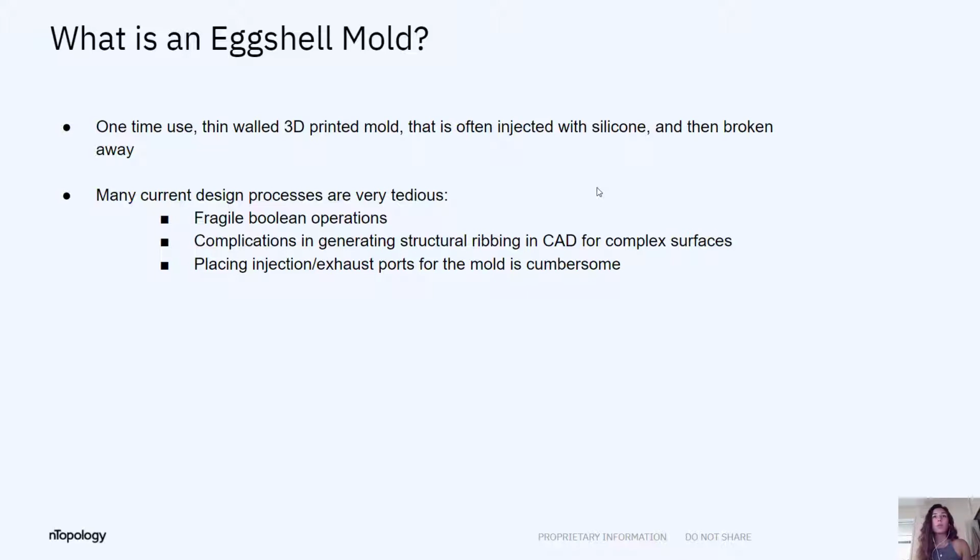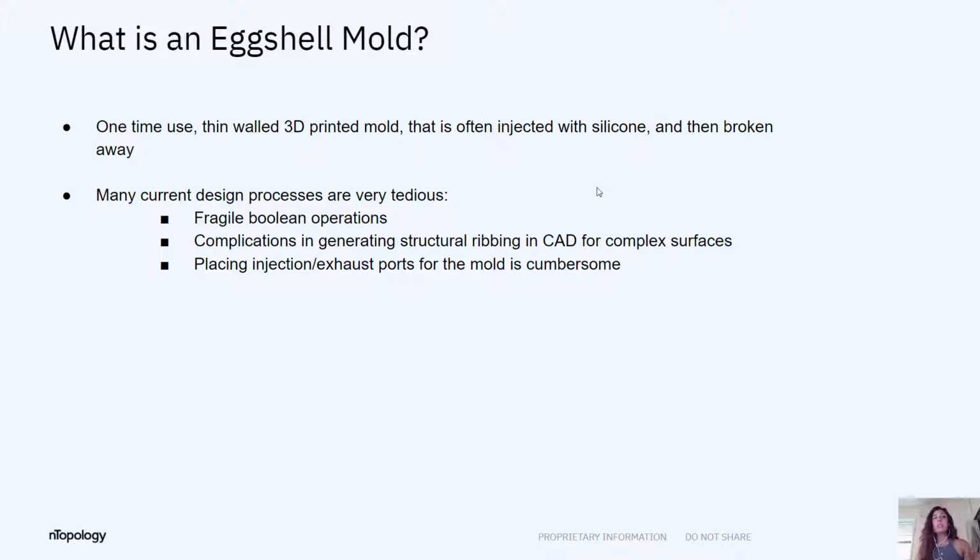And when you start having really complex surfaces, so in this example today, I'm going to be showing shoe insoles. And the bottom of shoe insoles, if you get really cool texturing or really cool designs, it can be really complicated. And when you try to generate structural ribbing for that in CAD, it becomes really tedious and cumbersome and time-consuming. So within nTopology, being able to generate the structural ribbing, these Boolean operations, they're going to be really seamless, and you'll see that when we get into the software.